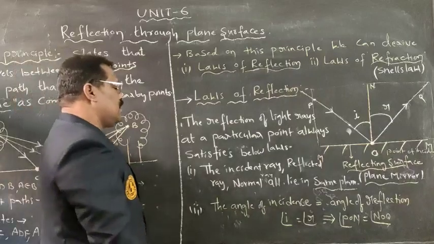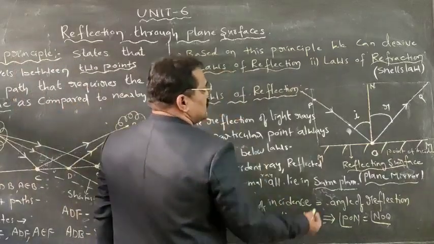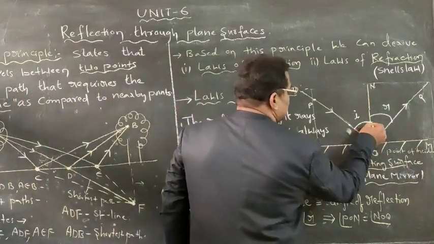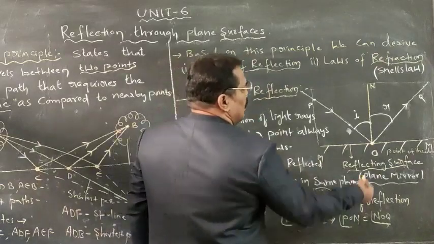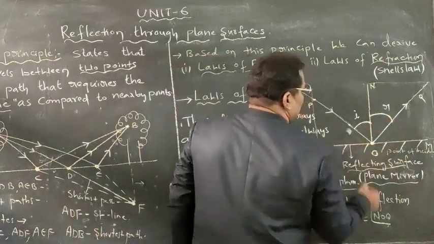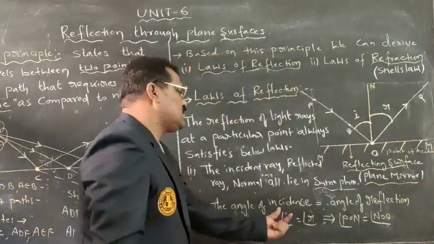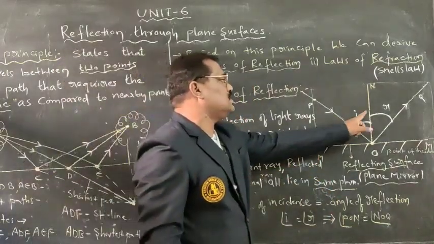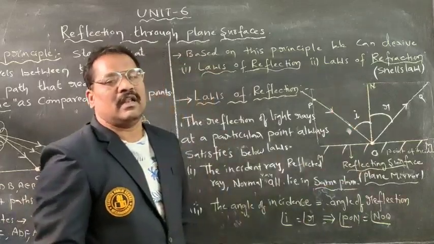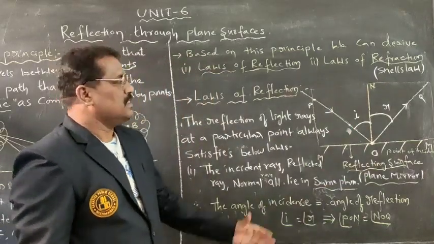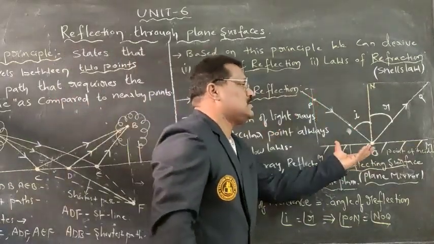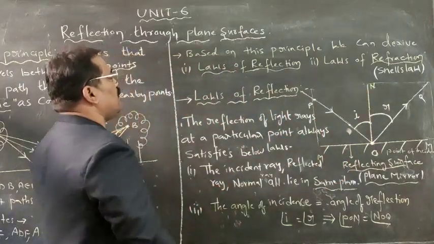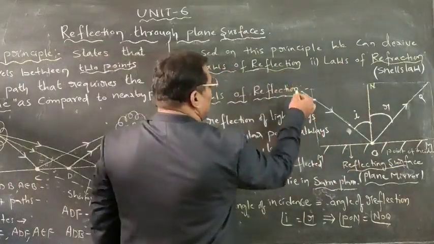The second point is the angle of incidence, this is the angle of incidence, and the angle of reflection. Both remain the same, equal. So the angle of incidence is equal to the angle of reflection. These two points are nothing but the laws of reflection.